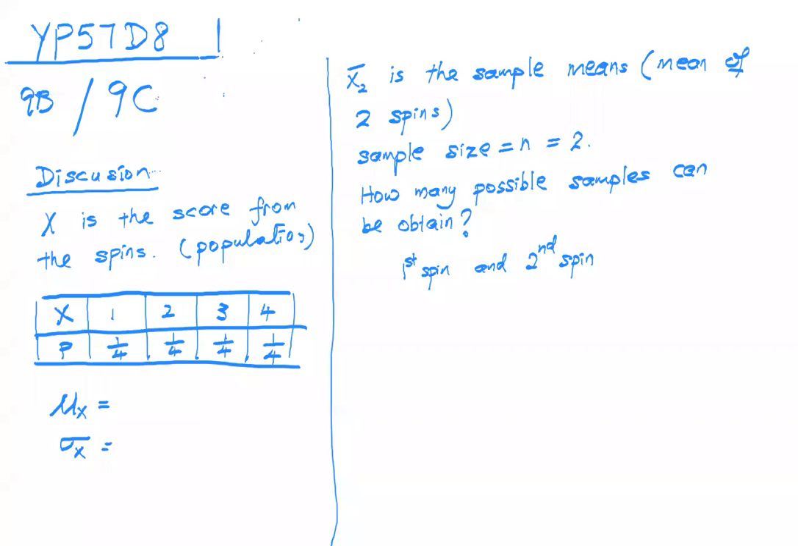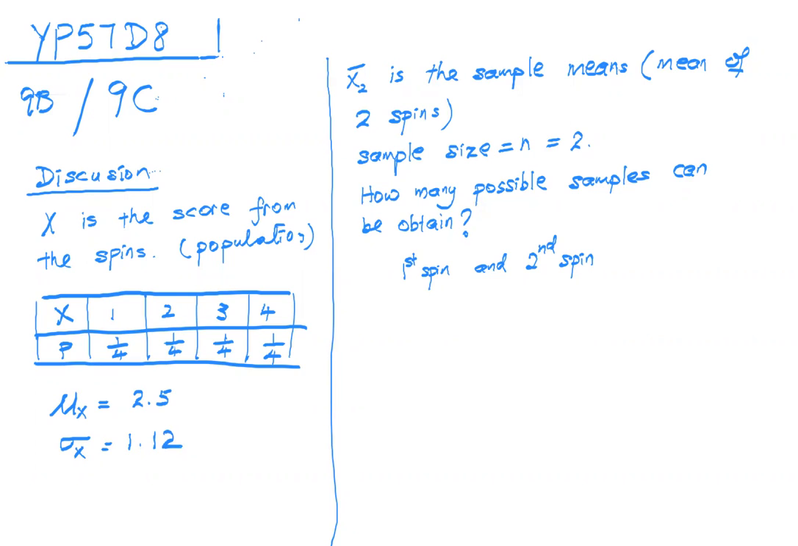Okay, so what is the mean? The mean is 2.5, correct? Okay, what is the standard deviation? 1.12. Okay, good.